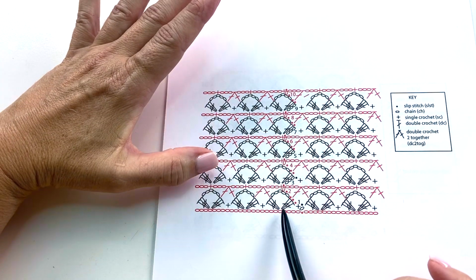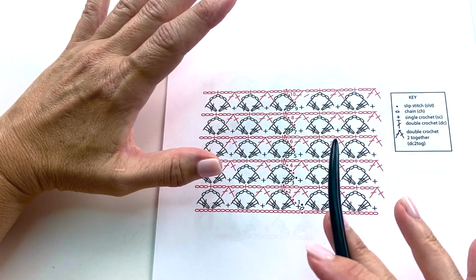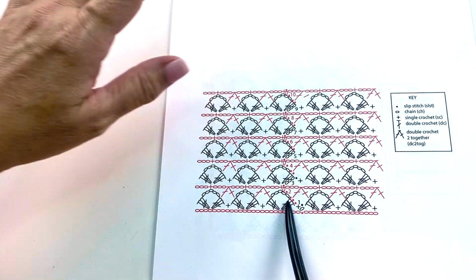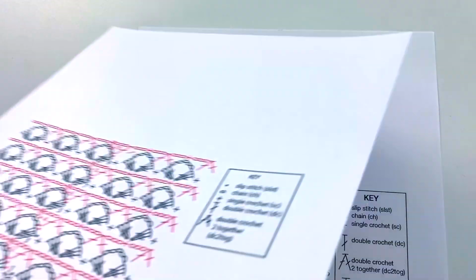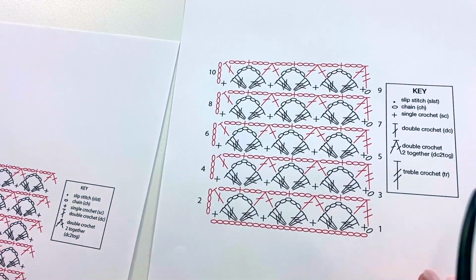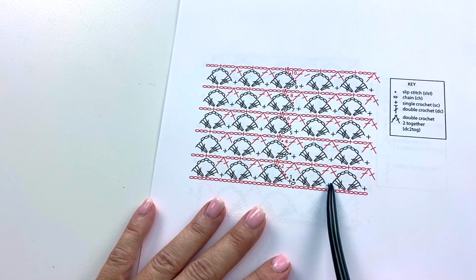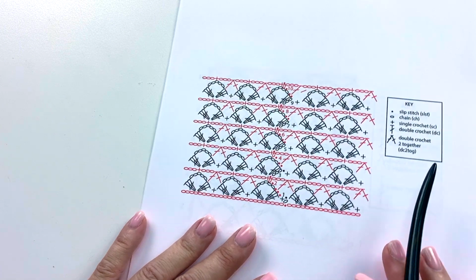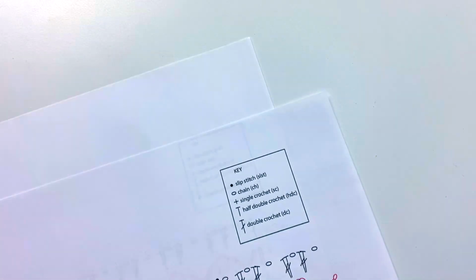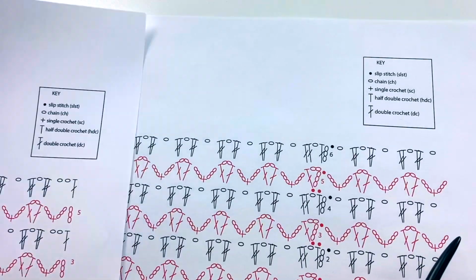And other than changing where you begin and end a round, because that will always be different than where you begin and end a row, the rest of the stitch pattern is generally speaking identical when you work from rows to rounds. And I'll show you that again on the Ellyn Stitch pattern here.